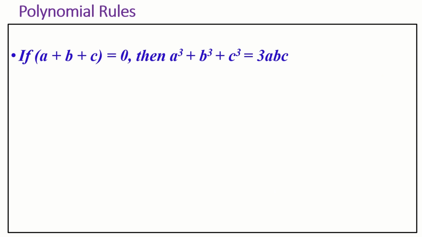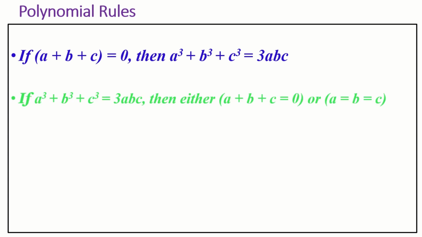This is one of the very important polynomial, or I mean, I don't know what you call it, algebraic rule. This keeps on coming in Olympiad problems, several times I have seen, and in other exams also. If a plus b plus c is equal to 0, then a cube plus b cube plus c cube equal to 3abc. And reverse: if a cube plus b cube plus c cube equal to 3abc, then either a plus b plus c equal to 0 or a equal to b equal to c. Any of this is possible.